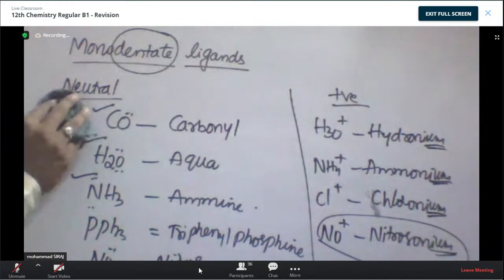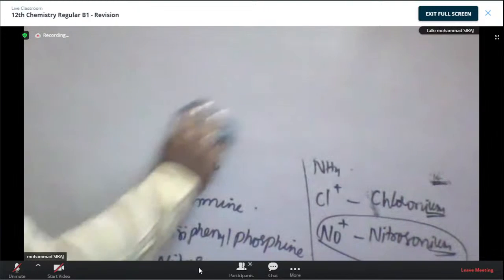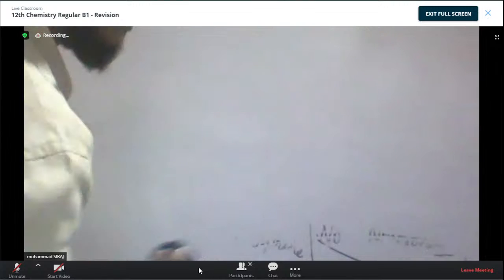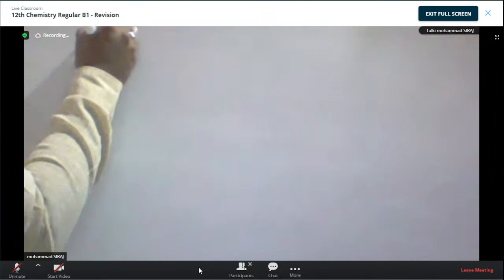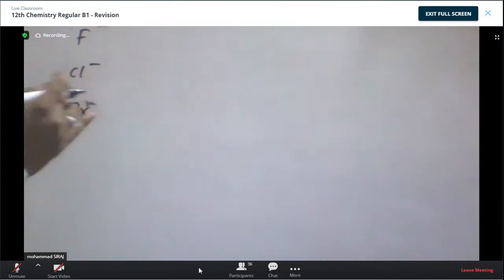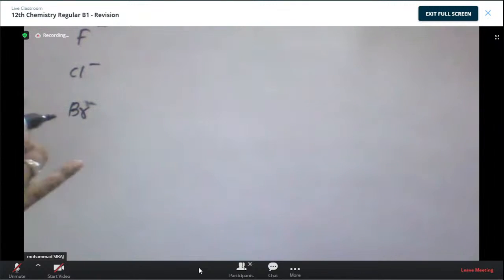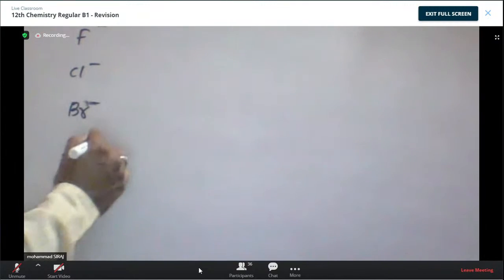Next one, negatively charged ligands. Very, very important ligands are the negatively charged ligands. Now see the concept. First one: F minus, Cl minus, Br minus, and I minus.